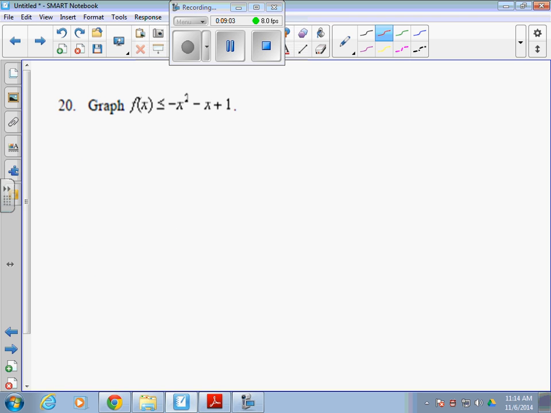Number 20 tells you to graph this quadratic inequality. Okay, so the first thing we need to do, this is a long one, it's probably going to take the rest of part 1. The first thing we need to do is find what x is. Remember, we have two formulas. X is negative b over 2a, just negative b over 2a. I always get it confused with c.